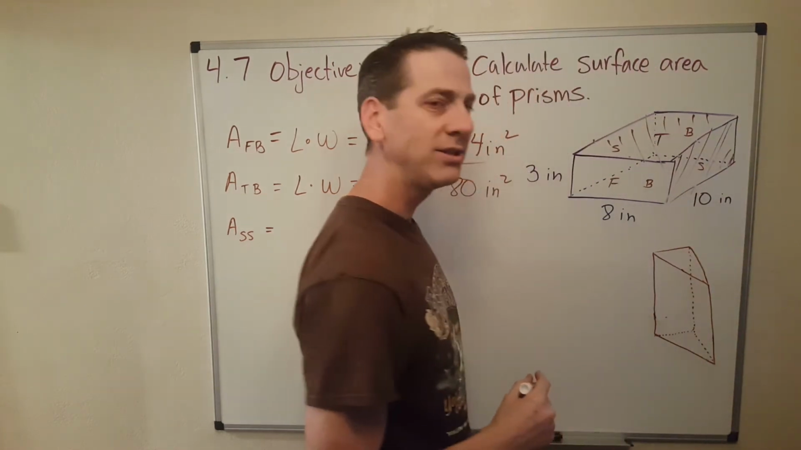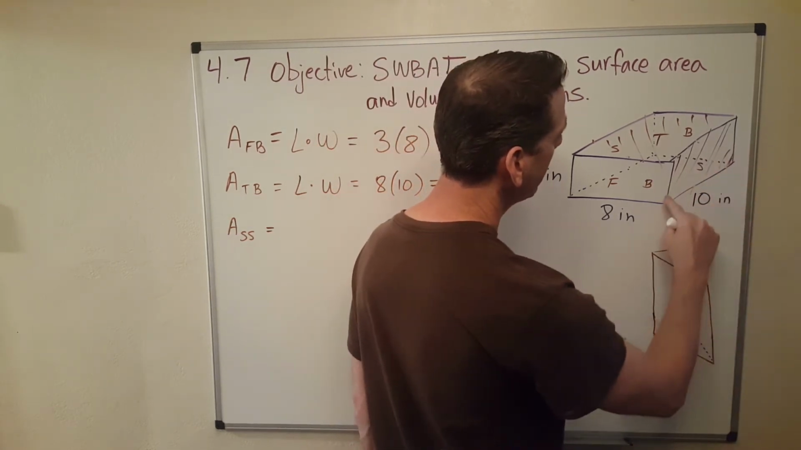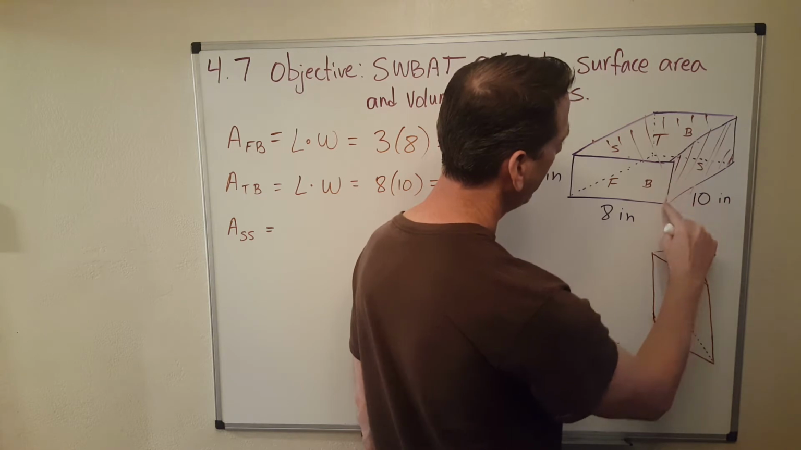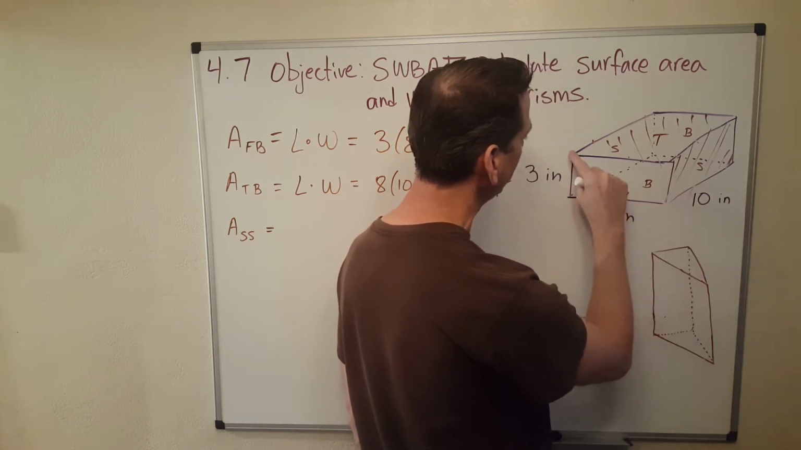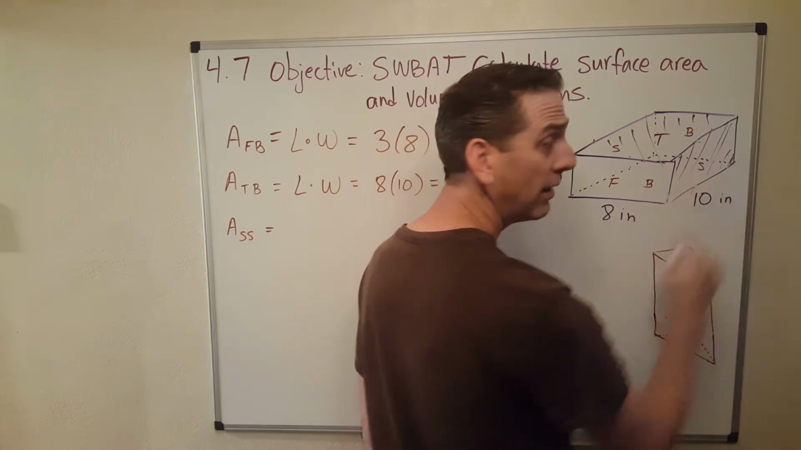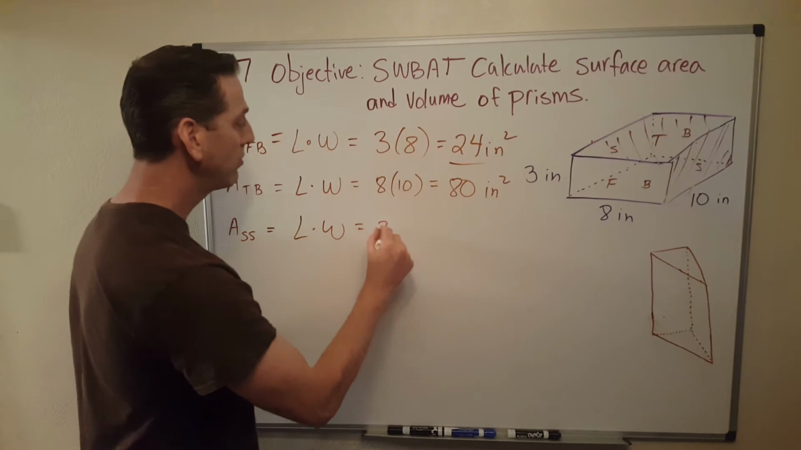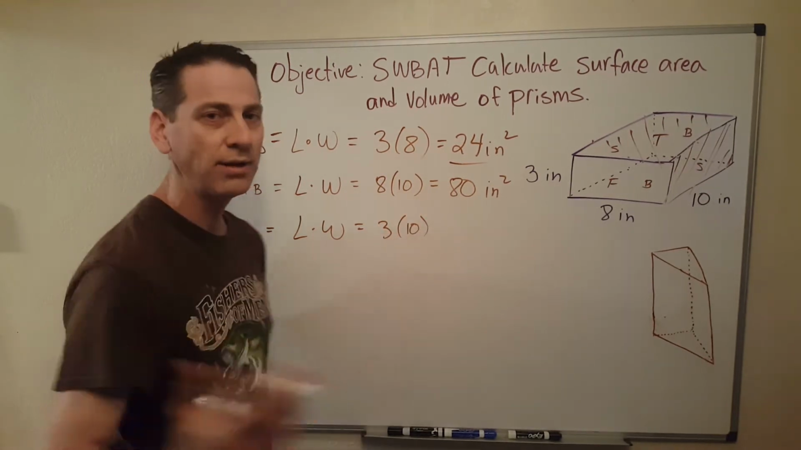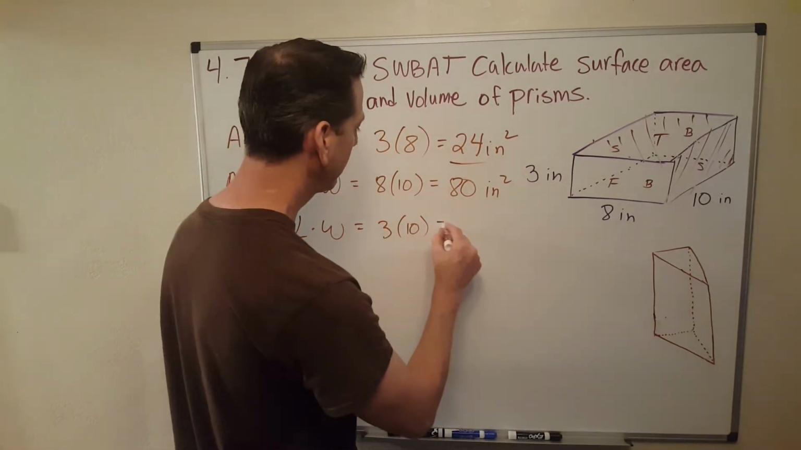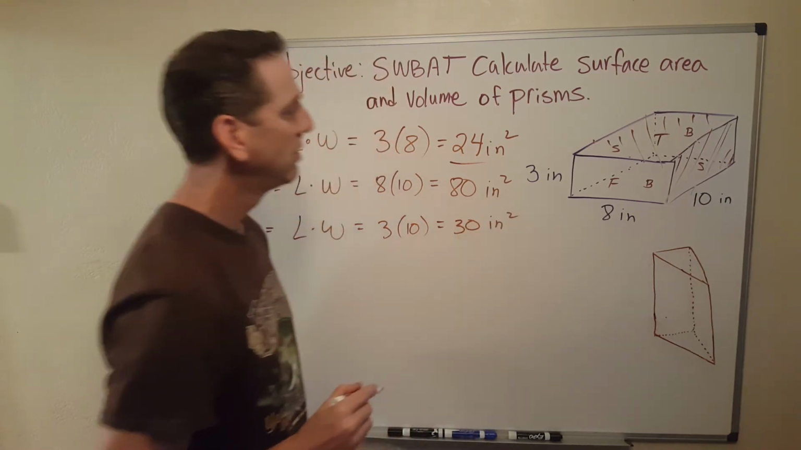what's the dimensions on that? Well, it's a 10 by, what's the length of that right there? Well, that length right there is the same as that length right there. So that's a 3, so it's a 3 by 10. So length times width equals 3 times 10, or 10 times 3. And that's going to give me 30 inches squared.